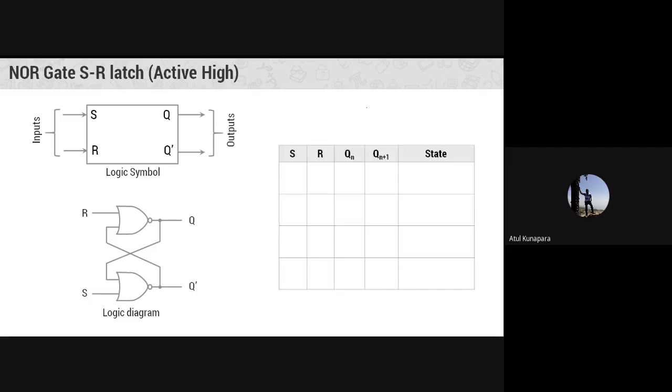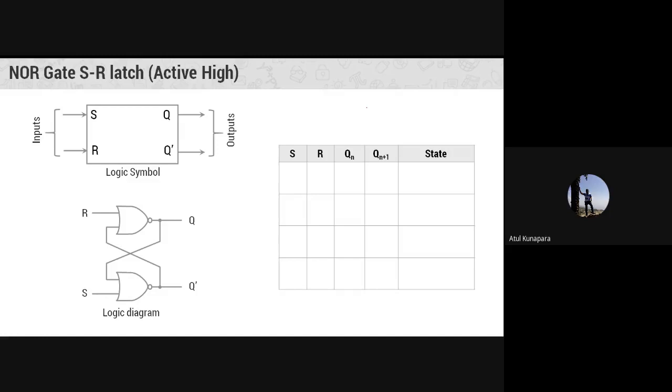Now how is this circuit going to work? Here is the truth table you can have. In this truth table, you can see the first column is for the given input at the set terminal, that is the S input. The second column is for the R input, or you can say the reset signal. Then Qn, Qn plus 1, and the last one is the state.